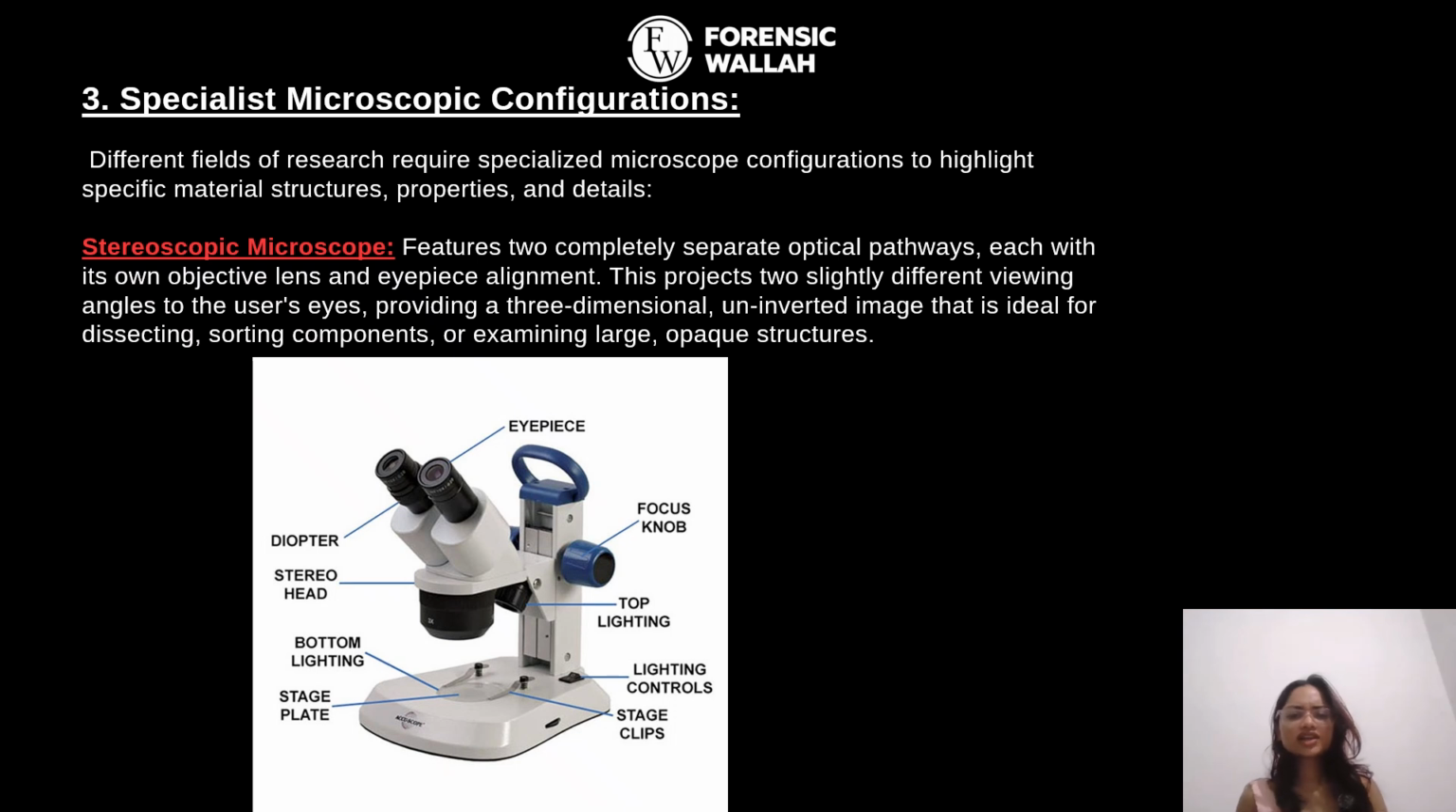Because the image is right side up and exhibits depth perception, it is ideal for physical manipulation, such as dissecting biological specimens, sorting microscopic components, or examining the surface details of large, bulky, and opaque structures like tool marks or electronic components.